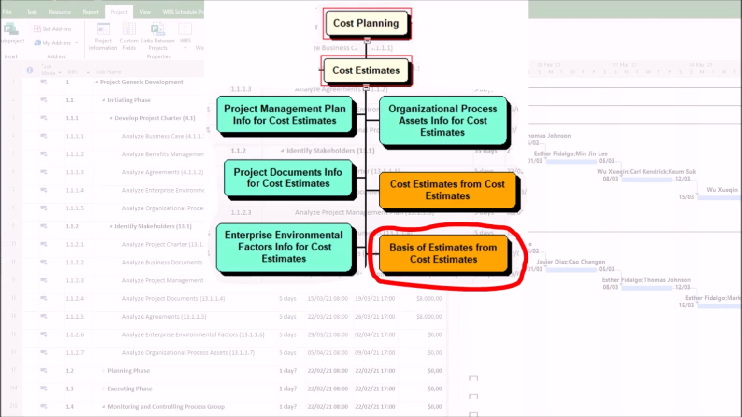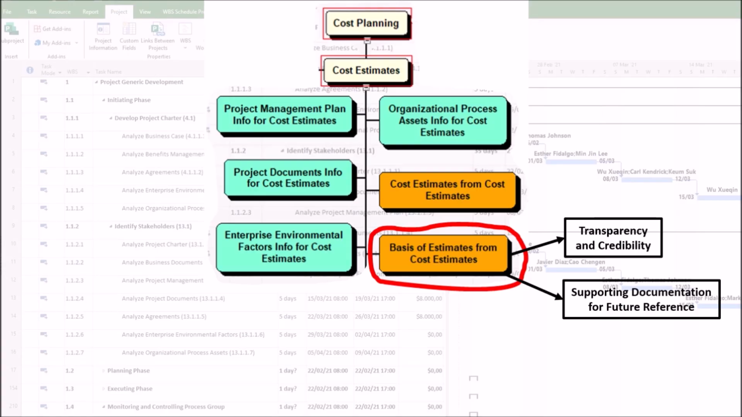The importance of a strong basis of estimates lies in the following aspects. 1. Transparency and credibility. The basis of estimates provides a detailed justification for how cost estimates were derived, including methodologies, assumptions, constraints, and data sources. This transparency helps stakeholders trust the estimates and understand their reliability.